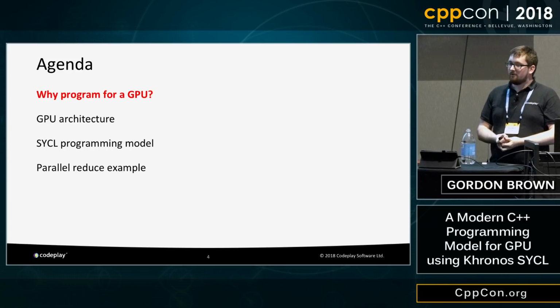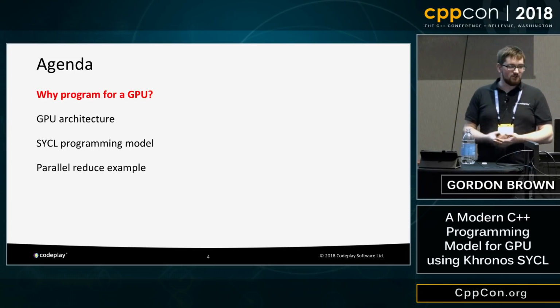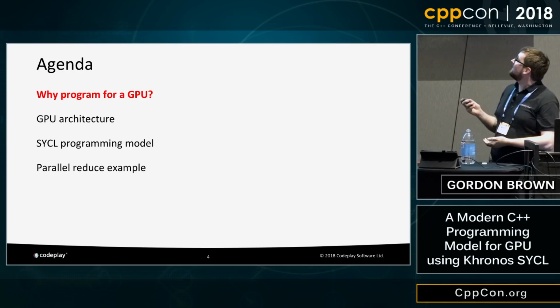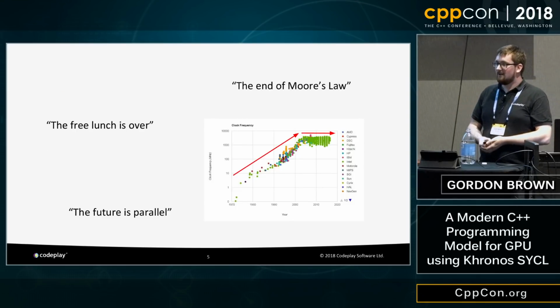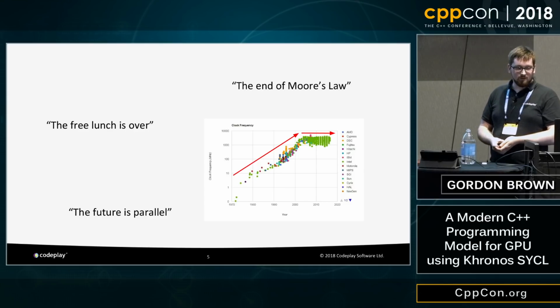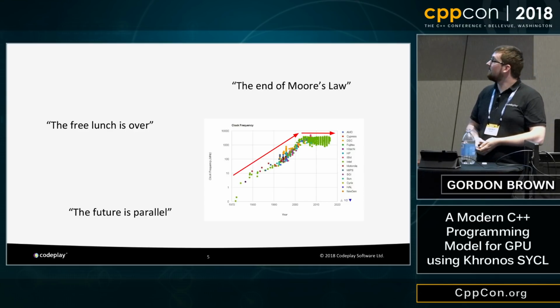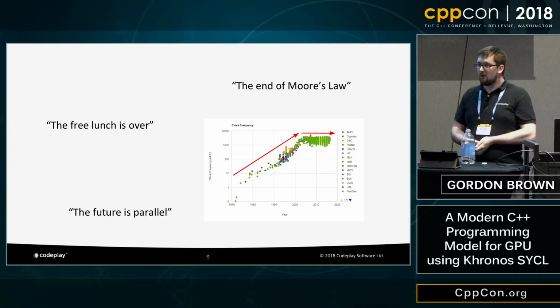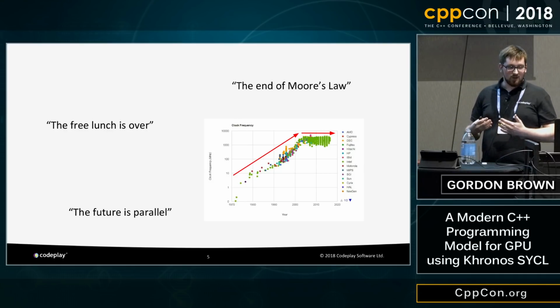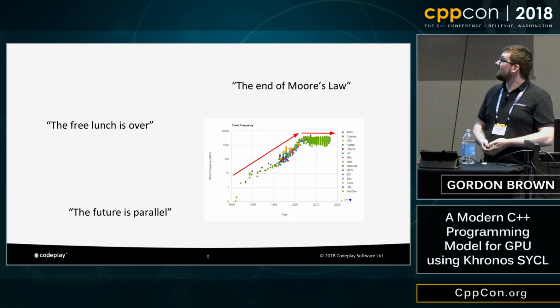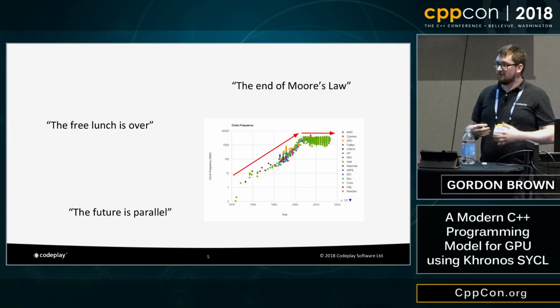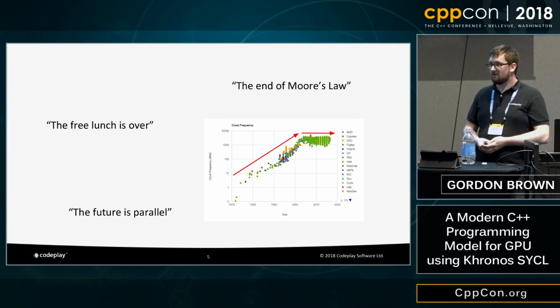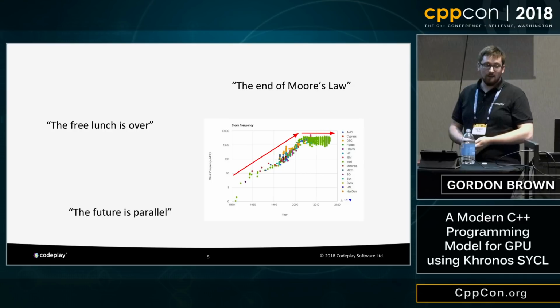So many of you have probably heard phrases like the free lunch is over, the end of Moore's law, the future is parallel. I'm sure many of you have seen a graph that looks a little like this many times, showing the clock speed of CPUs over time and how it's reached a point where it's no longer steadily increasing. I'm not going to go into a great deal of detail about it. There have been many talks in the past that have covered this in a lot of detail.